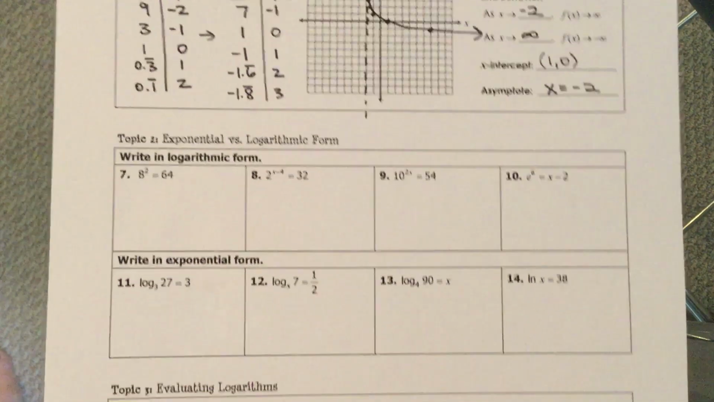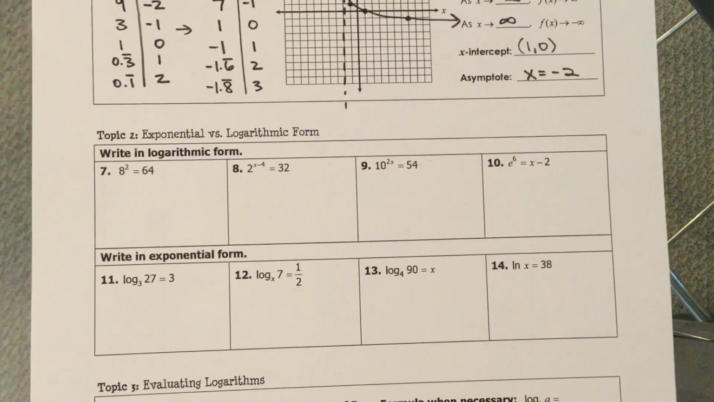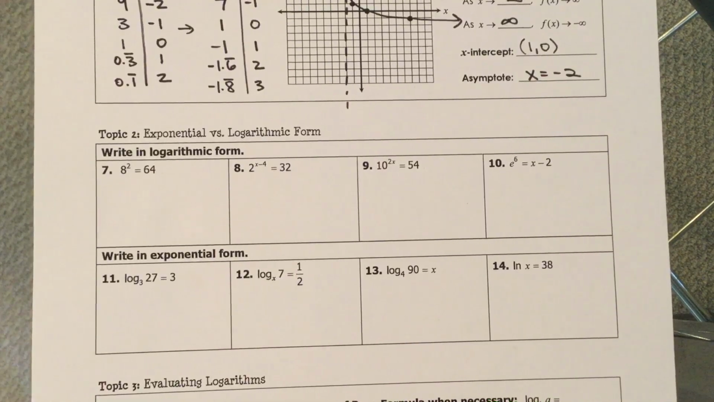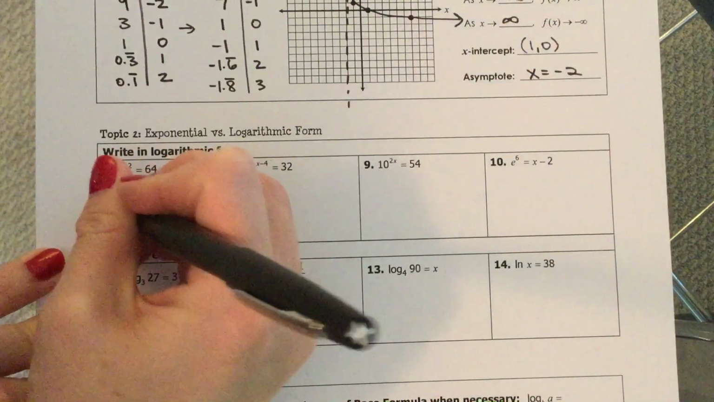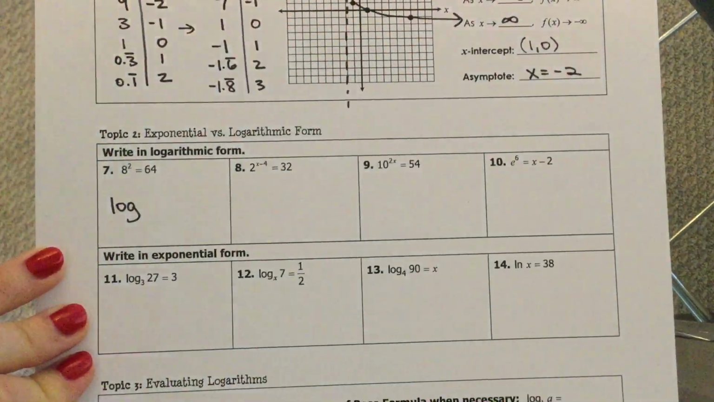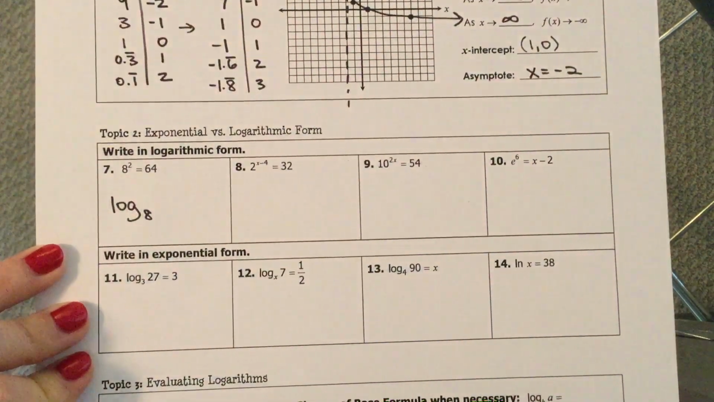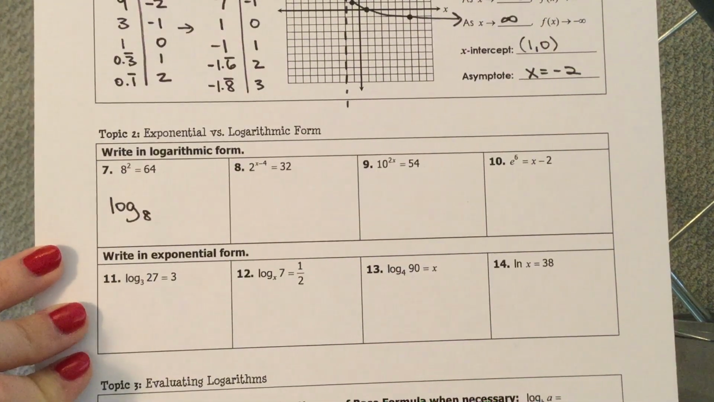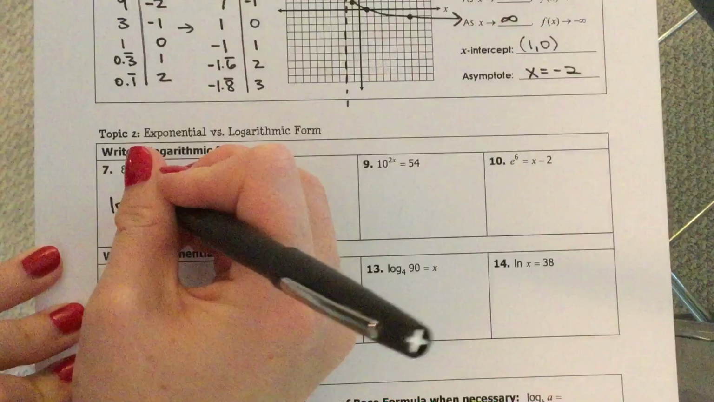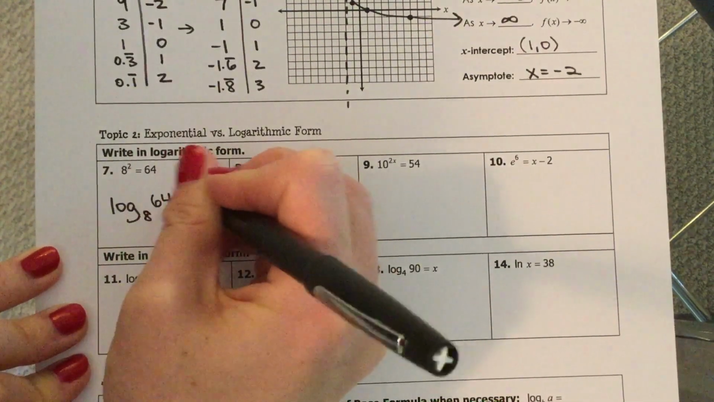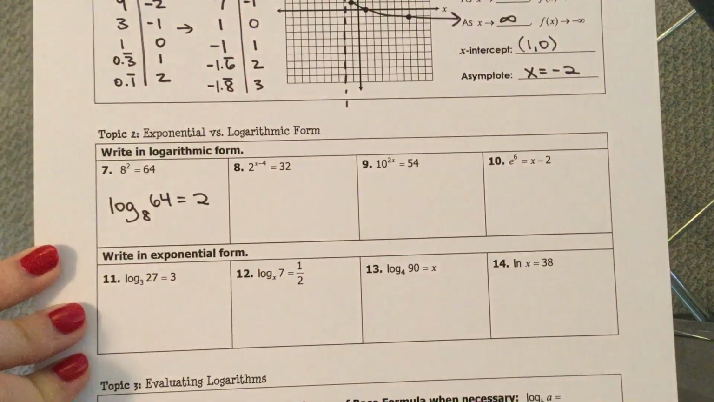Let's move on to topic 2, logarithmic and exponential form. These ones are much quicker. This is just converting back and forth between exponential form and logarithmic form. The first one's 8 to the second equals 64. If you're converting into log form, it always starts with the word log. The base of the exponential becomes the base, or the little subscript, for the log. And then basically the other 2 numbers just trade places. So the 64 goes next and the 2 ends up on its own side.